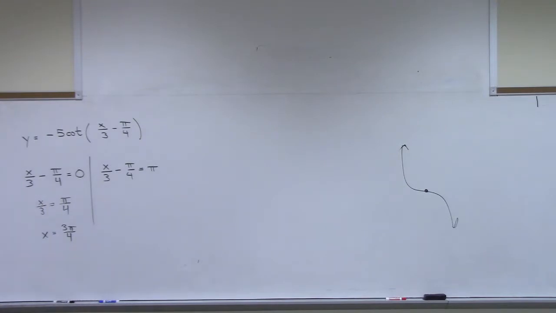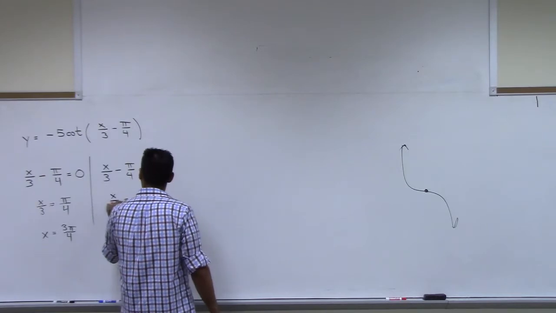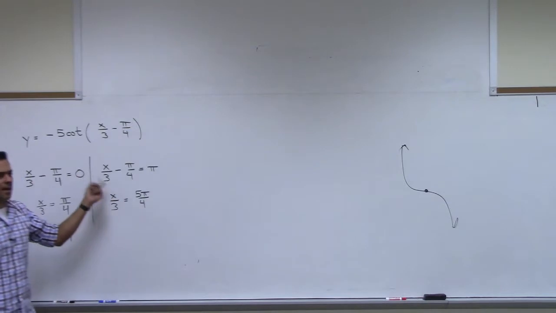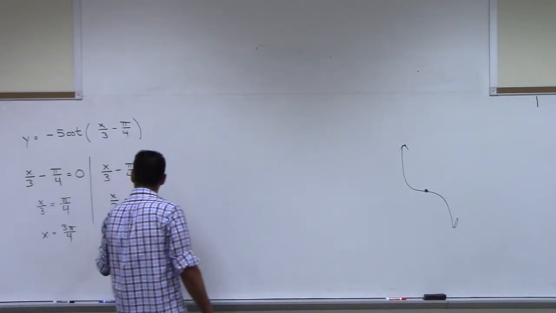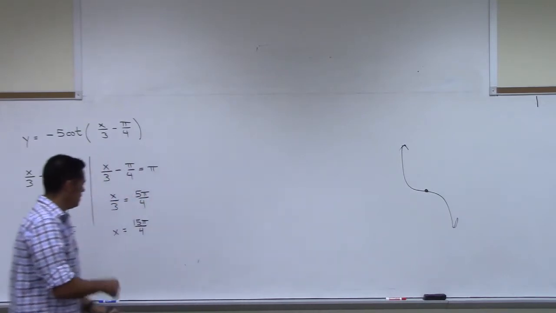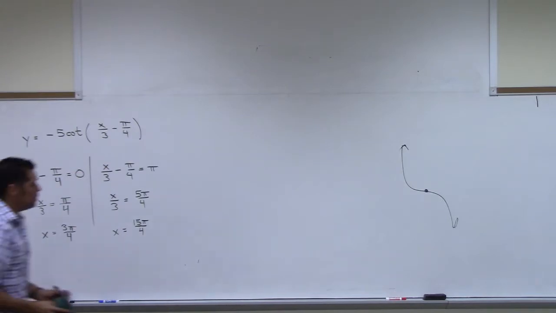Okay, so that's not a point on our graph, but it's an important part of our graph, right? For this one, we add pi over 4 to both sides, and we should get 5 pi over 4. I didn't show that work, but when you add pi over 4 to pi, you get a common denominator. Put them together, you should get 5 pi over 4. Multiply both sides by 3, 15 pi over 4. Now I'm going to put these on a number line.